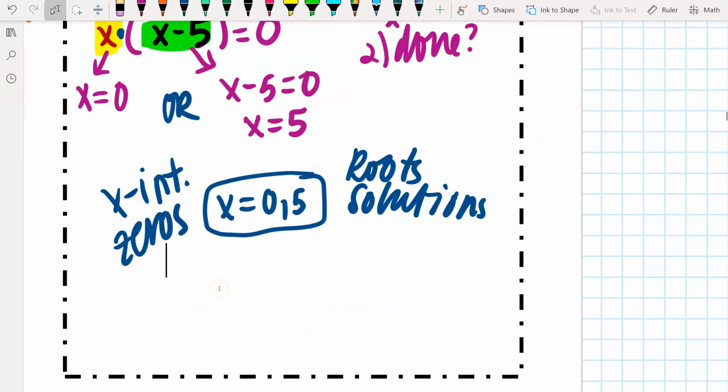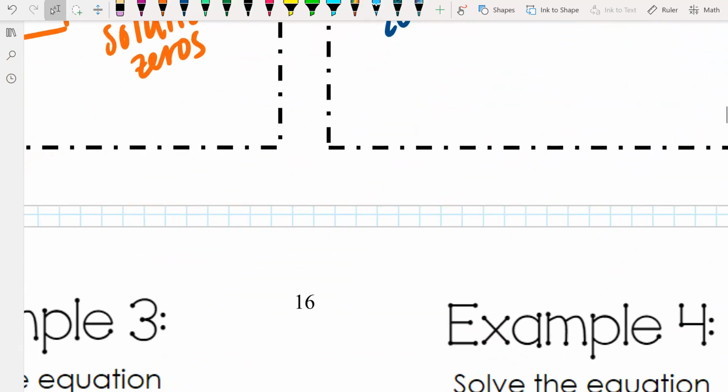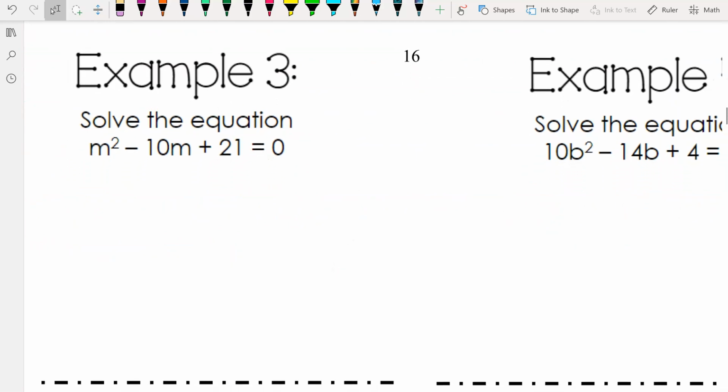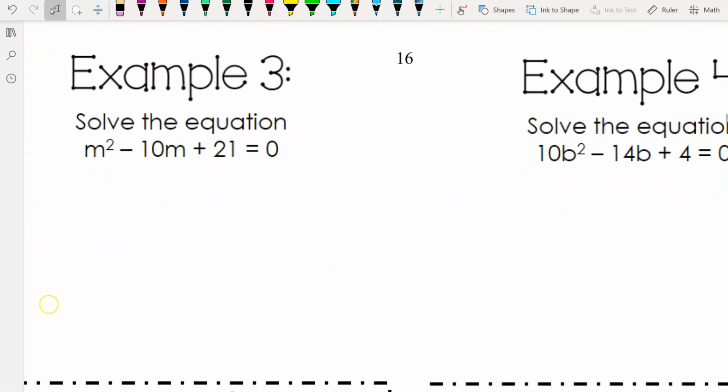Okay, we're actually going to stop there because I think if we do another example, it'll get a little long. So we're going to go ahead and stop the video there.